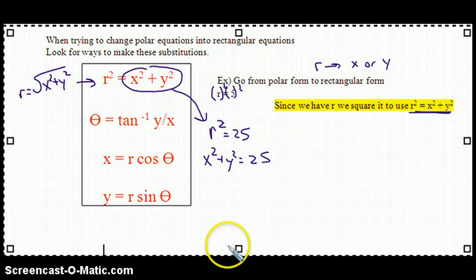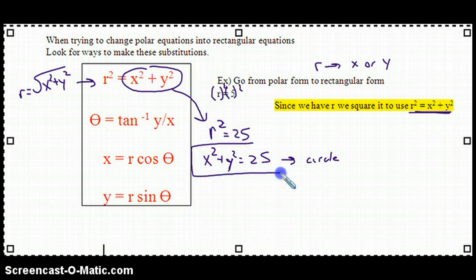I've got my rectangular equation. I'm going to stop right here because right away when I look at this, I can see that this is a circle, and this is the form that I would need it in to graph it. So I'm going to leave it like this. I could actually graph this pretty quickly when it's in this form, versus if I went and took the time to solve it for y and tried to graph it like that.